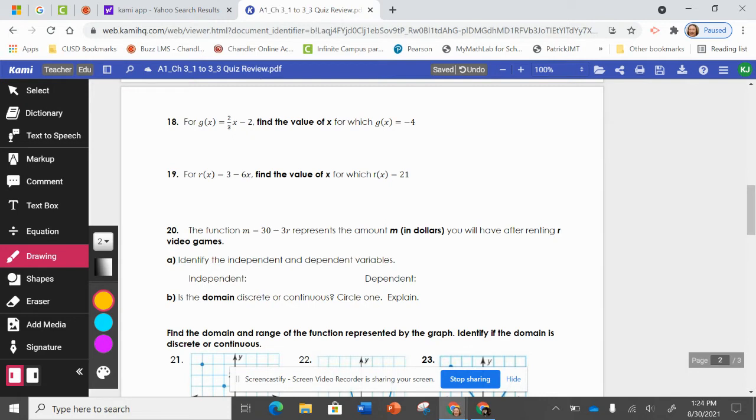Numbers 18 and 19 are now saying, I'm giving you the answer. Can you find x? That's the key here. Find x. G of x is negative 4. So I'm replacing g of x with negative 4. From there, solving for x. Remember, we're doing SADMAP for solving. We're going to add 2 to both sides. Negative 4 plus 2 is negative 2. And negative 2 plus 2 is 0.